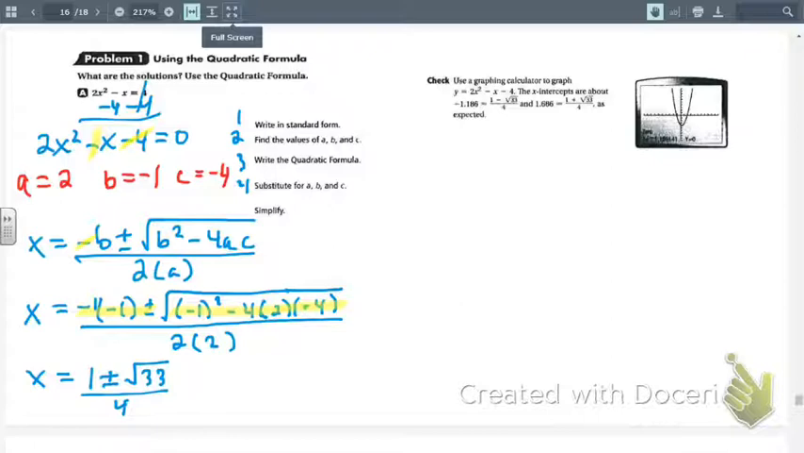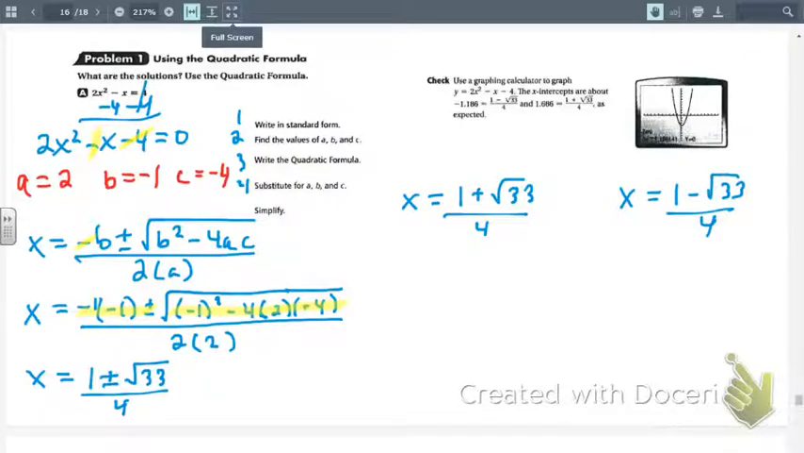Alright, so this plus or minus means that we're going to have two solutions. So our first solution is going to be x equals 1 plus the square root of 33 divided by 4. And then the next one's going to be x equals 1 minus the square root of 33 over 4. So that's what that plus or minus means.